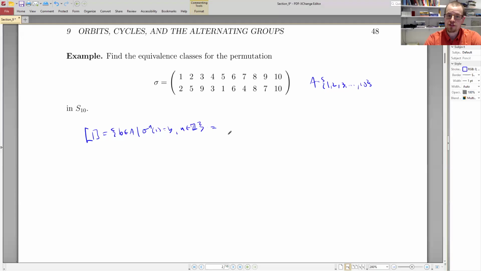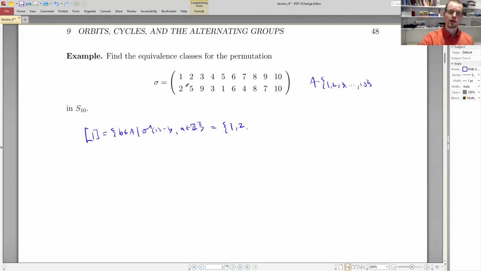So in other words, all that I have to do is start saying, well, what are the things related to 1? Well, when I take sigma and raise it to the 0th power, I can recognize that 1 is related to itself. And that's good. So we can start off with 1. But then what does sigma do? Sigma, the first time we run it, sends 1 to 2. So 1 is related to 2.